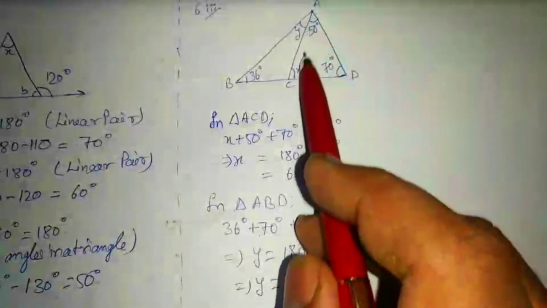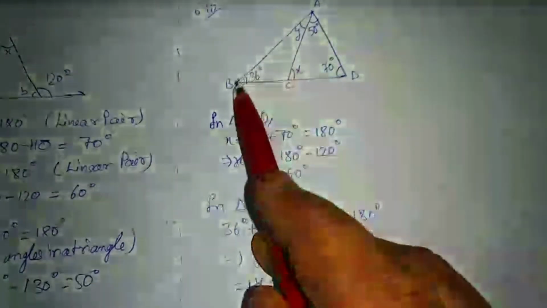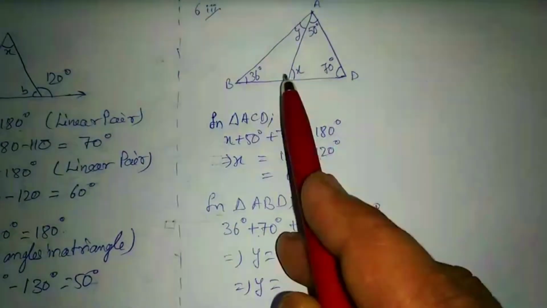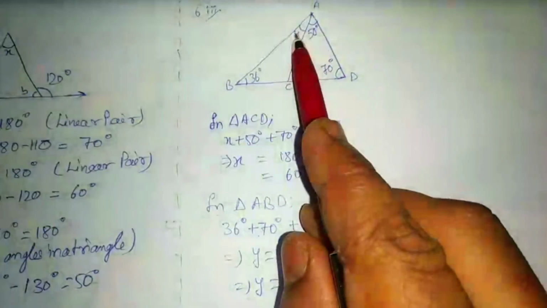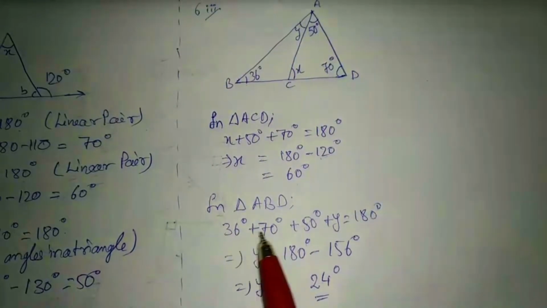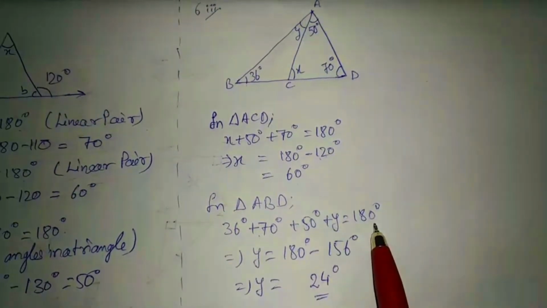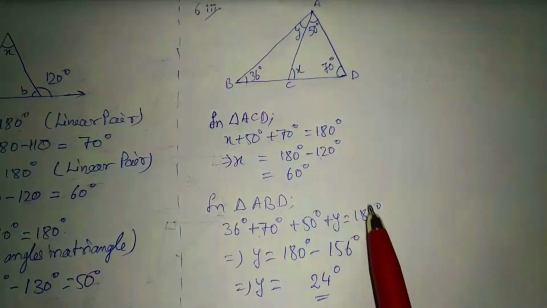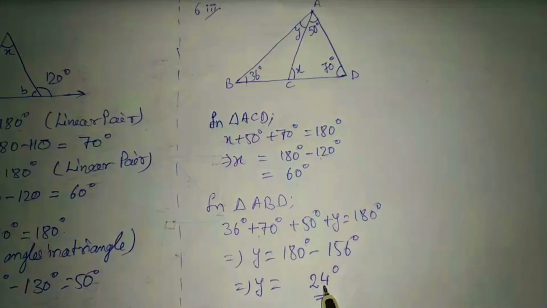Now forget this line and come to triangle A, B and D. What you will get? 36 degree, 70 degree, 50 degree and y. So you have to write like this: 36 degree plus 70 degree plus 50 degree plus y is equal to 180 degree, sum of all the angles in a triangle. So the value of y will be 24 degree.